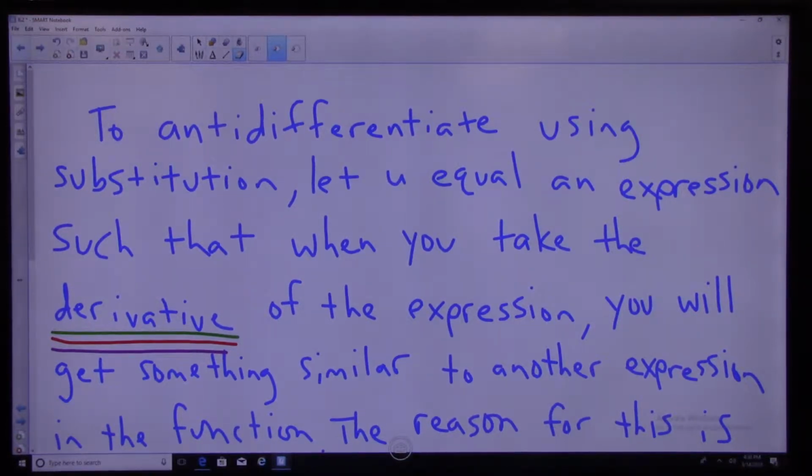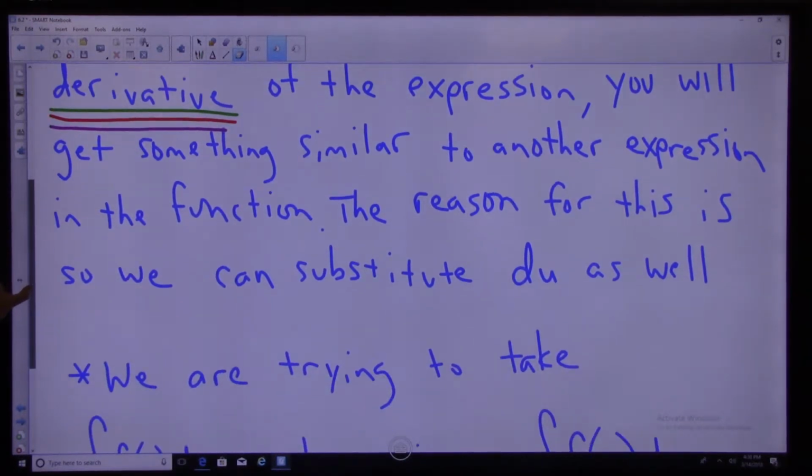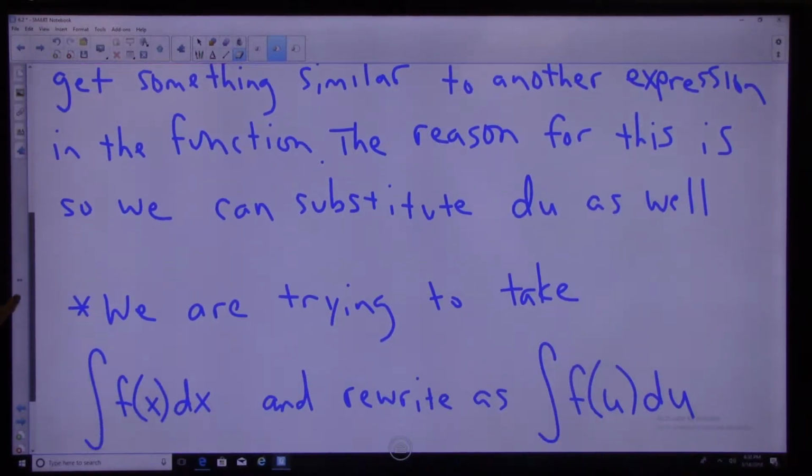Now the reason we do this, okay, so pause there if you need to. I'm going to scroll down here and keep going with it. Keep this video shorter. So the reason we do this is so we can substitute du as well. That's why. We're going to try to substitute in for du. Obviously we're going to substitute for u. We're going to plug u in for something, and we're also going to substitute du also. And that's going to help us out.